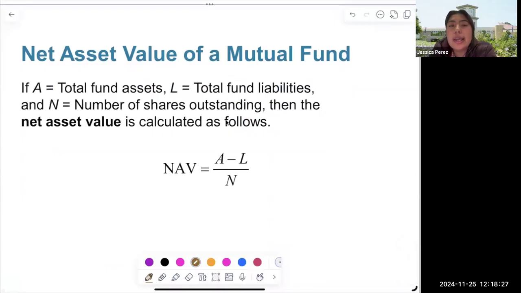There exists the net asset value of a mutual fund. So let's look at the formula. The NAV, or the net asset value, has a formula of (A minus L) over N, where A stands for the total fund assets, L is the total fund liabilities, and N is the number of shares outstanding. So we can calculate the net asset value by subtracting the total liabilities from the total fund assets, over the number of shares. Okay.